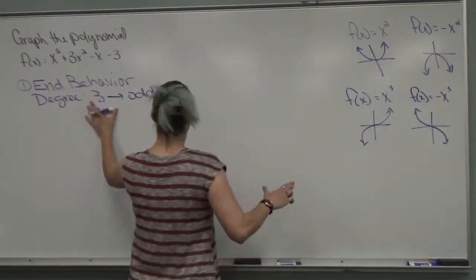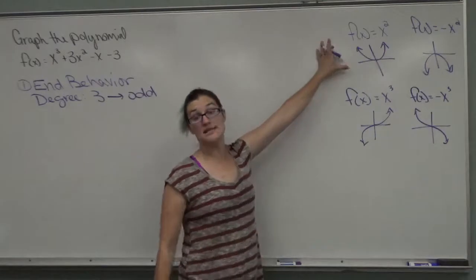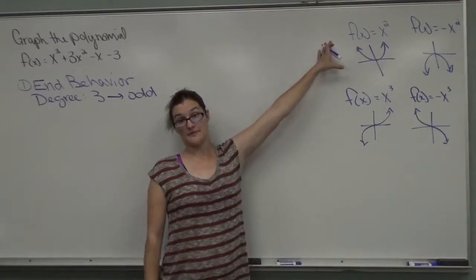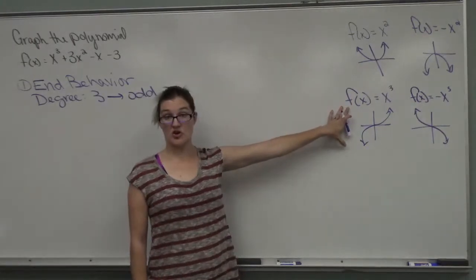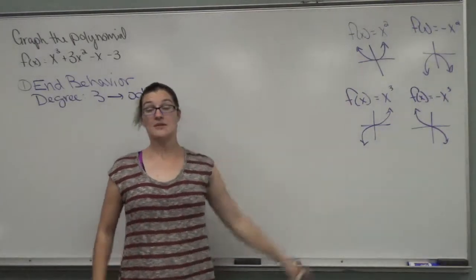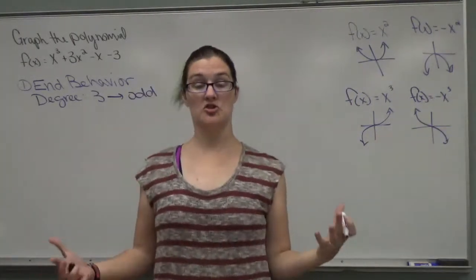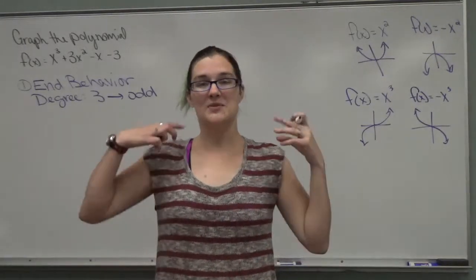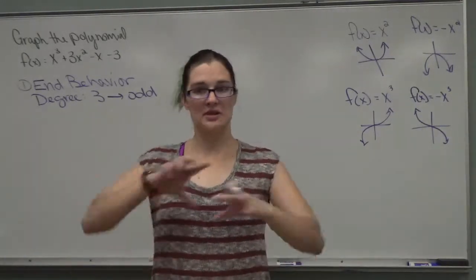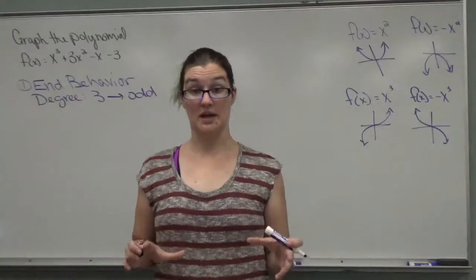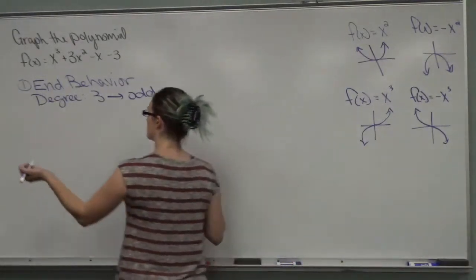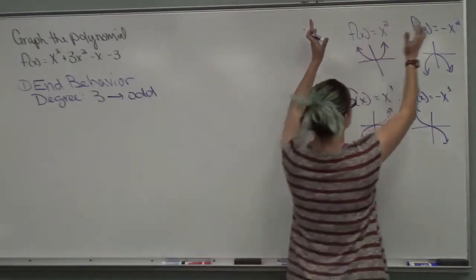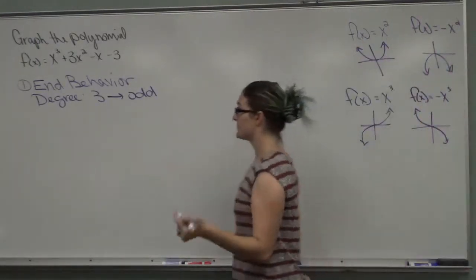If your degree was even, it would be based off the general graph of x squared. If your degree is odd, it would be based off the general graph of x cubed. Even if your degree is 7, it's going to be the general shape of x cubed, but there's going to be all sorts of chaos going on in the middle. So we can only use that for the end behavior. So once you find your degree, that's going to tell you if we're using this or this.